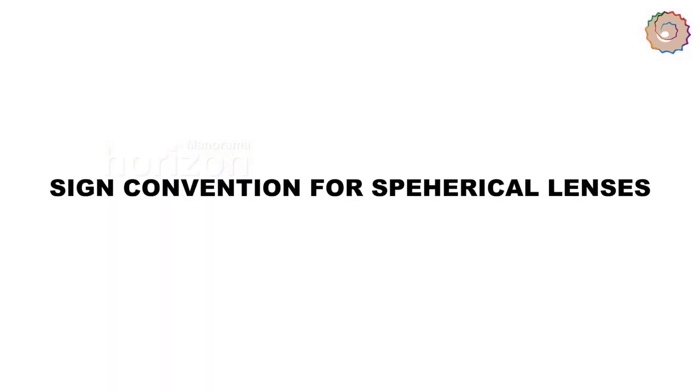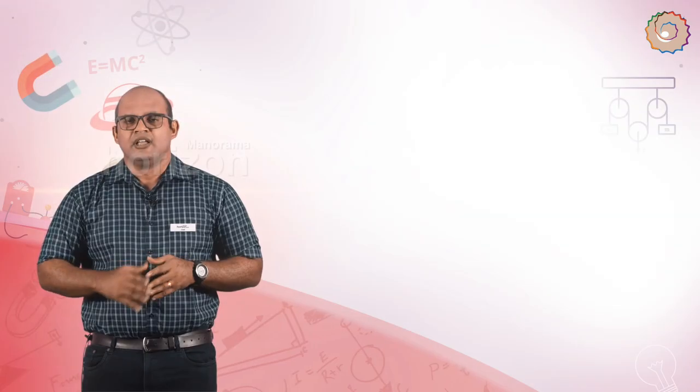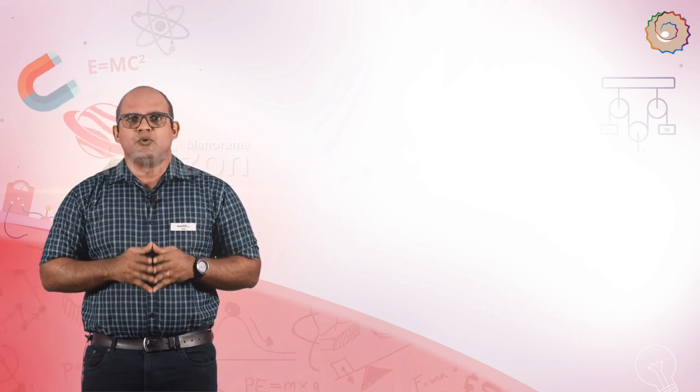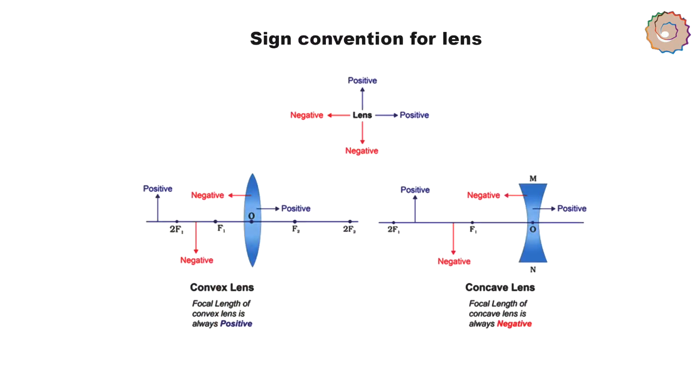Next, the sign convention for spherical lenses. Just like mirrors, we use a convention for lenses. These conventions are identical except that lenses use the geometric center of the material as the reference point. So again, all distances measured to the right of the pole, or in this case the center of this lens, are considered positive, and conversely all distances measured to the left of the center are considered negative. All distances measured above this center are positive, while the distances below the center are considered negative.